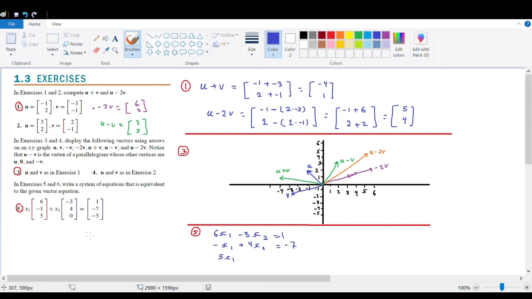For x2, if we multiply 0 by x2, this will give us 0. So it is equal to minus 5. Now we have a system of linear equations.